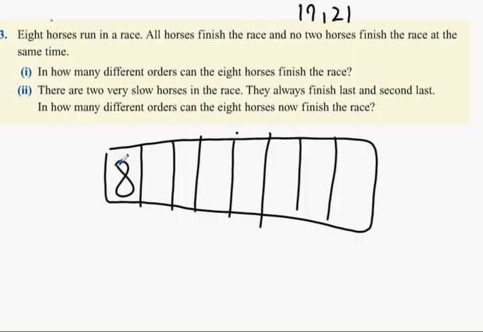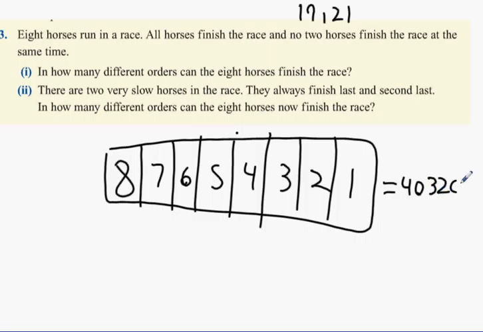How many for second place? 7, 6, 5, 4, 3, 2, 1. Multiply all that out. It's a factorial, which is 40,320. Okay. Is everybody alright with part 1? Any of the 8 horses can come first. Once you choose one of the horses, there's 7 horses left for second position, 6 horses left for third position, etc. Everybody okay with that?